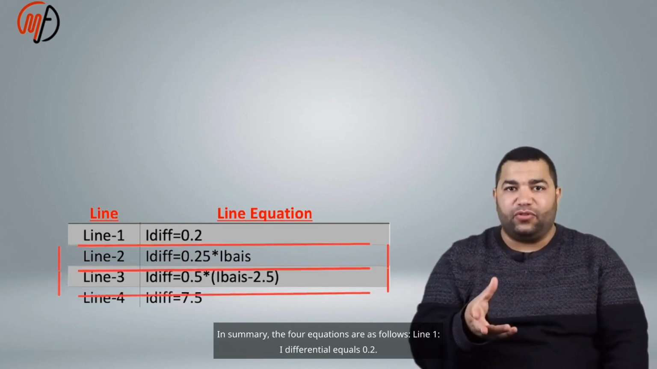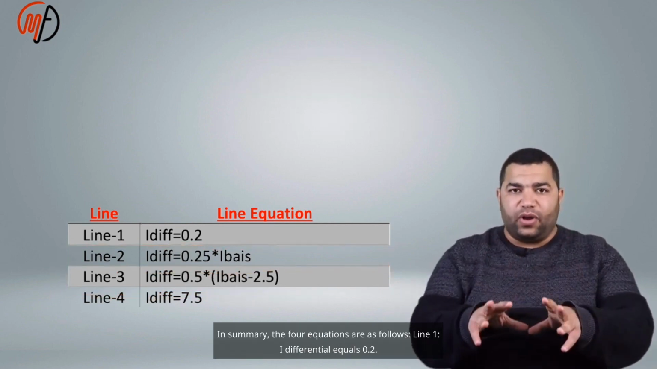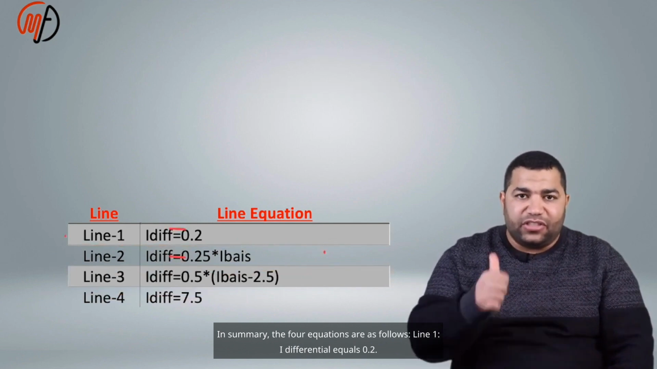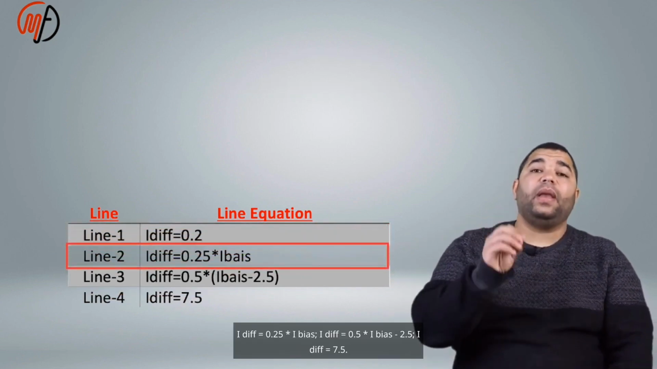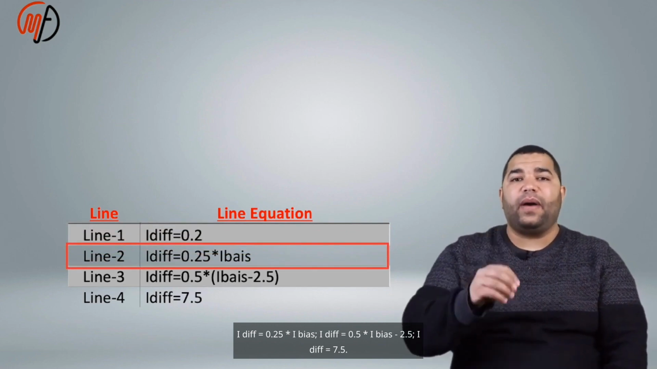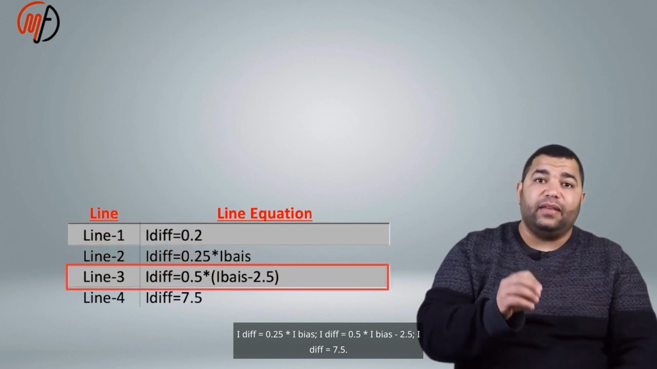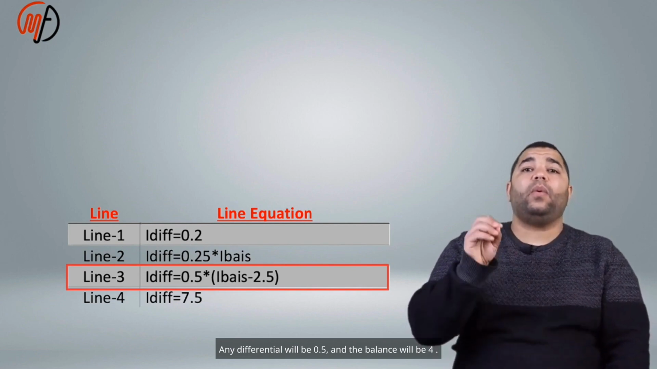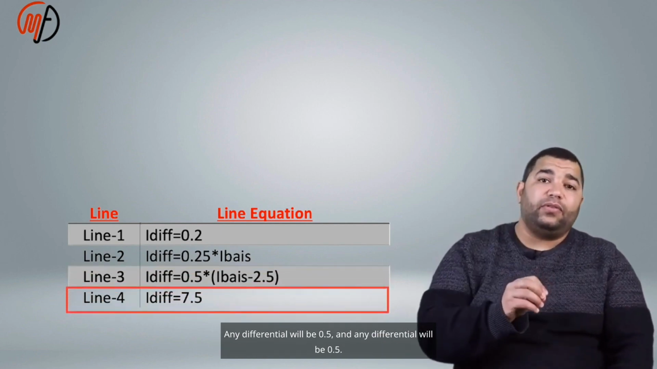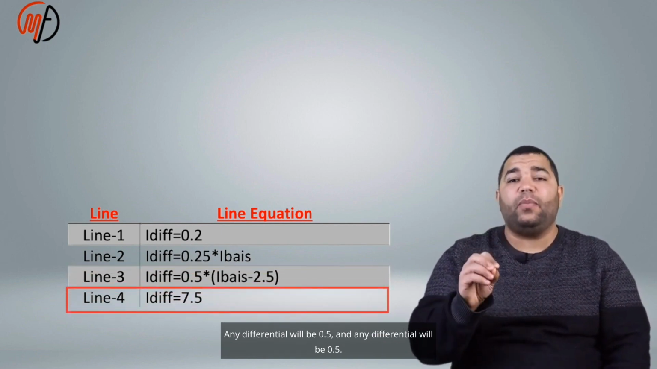In summary, the 4 equations are as follows. Line 1: I differential equals 0.2. Line 2: I differential equals 0.25 times I bias. Line 3: I differential equals 0.5 times I bias minus 2.5. Line 4: I differential equals 7.5.